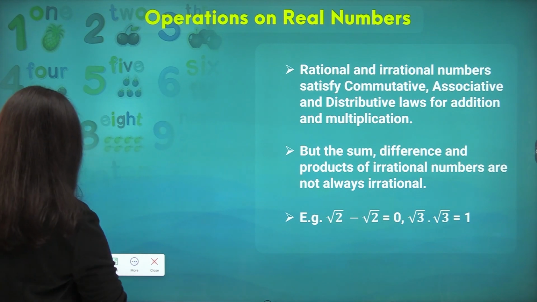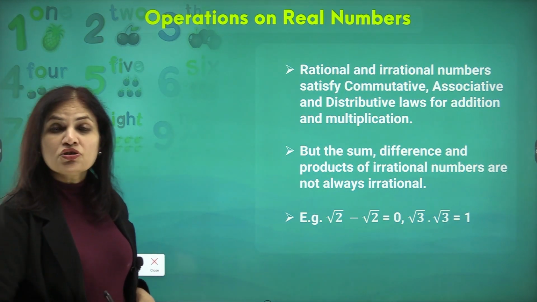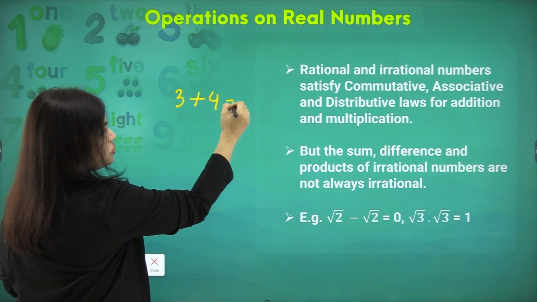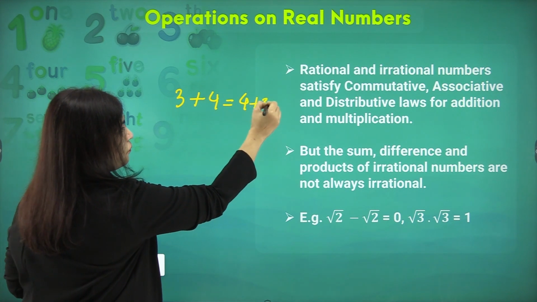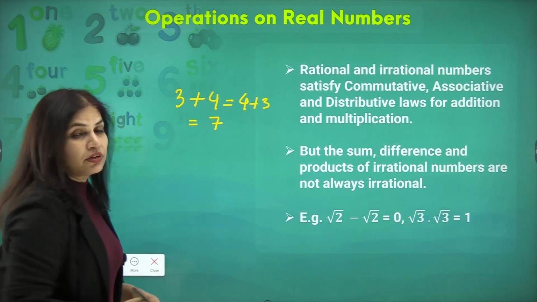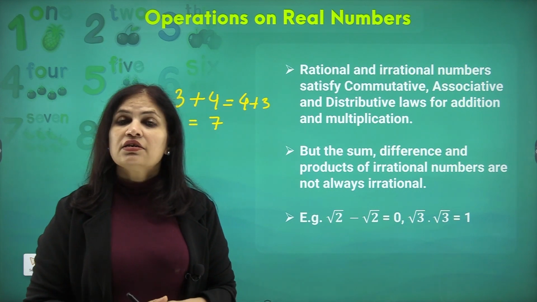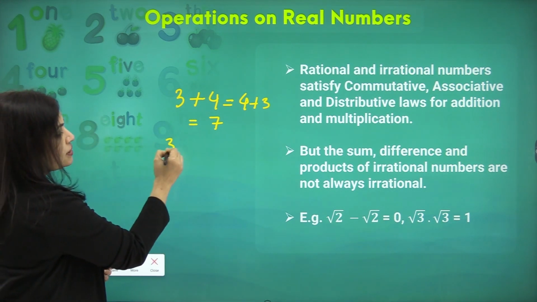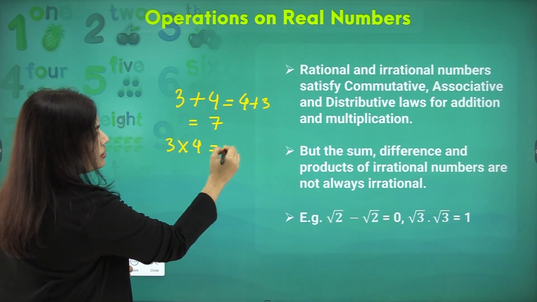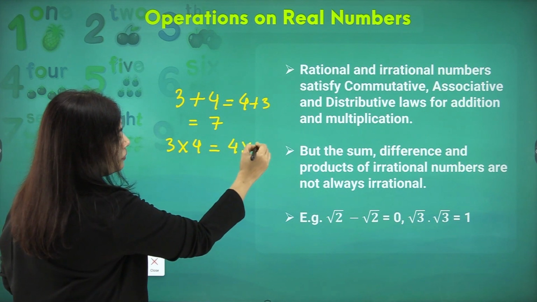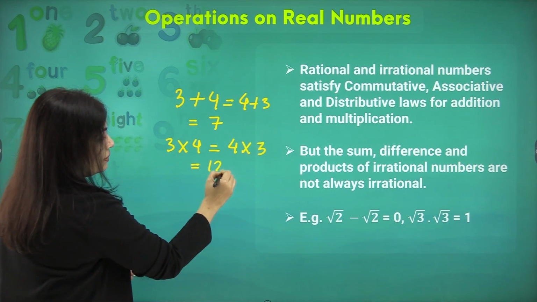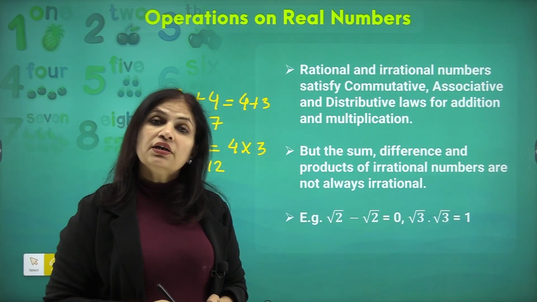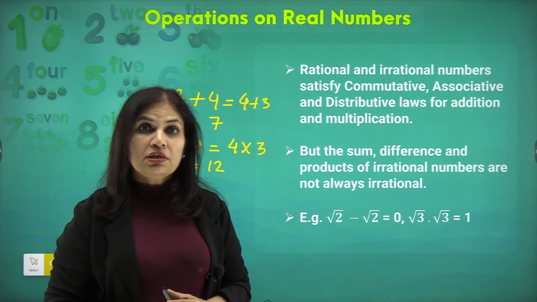For example, if I add two rational numbers, 3 and 4, it will give me the same result as 4 plus 3, equal to 7. So we can see that rational numbers are commutative on addition. Again, if I multiply 3 and 4, it will give me the same result as if I multiply 4 by 3, that is 12. So we see that even if we interchange the places of the rational numbers, the sum or the product remains the same.